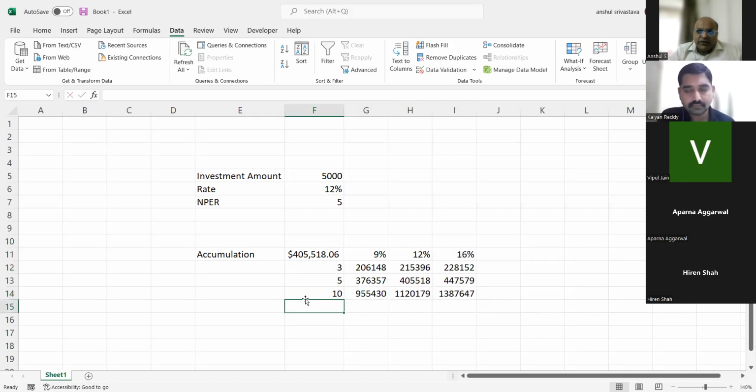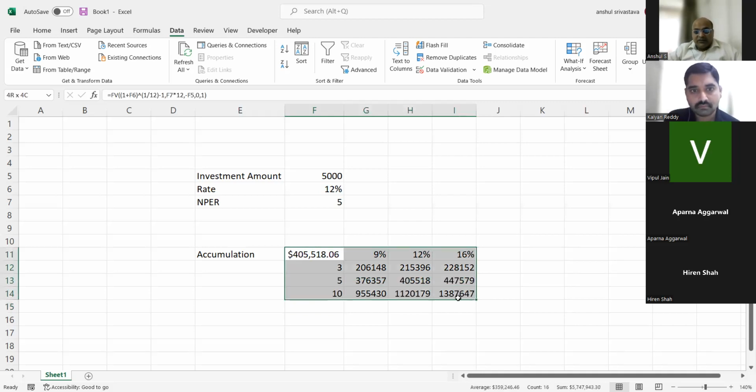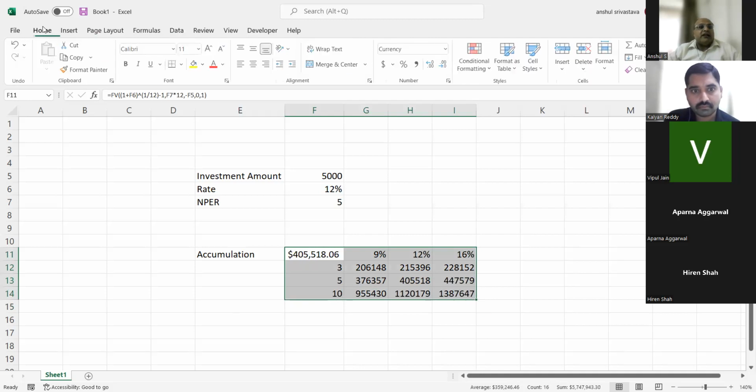So it could be a very useful function. I know that investors would want various different scenarios, no? कि अगर मैं 5 साल इन्वेस्ट नहीं करूं तो क्या होगा, if I invest for 7 years तो क्या होगा. So that answers a lot of your questions. And remember, this full data table is working on the basis of this corner cell.